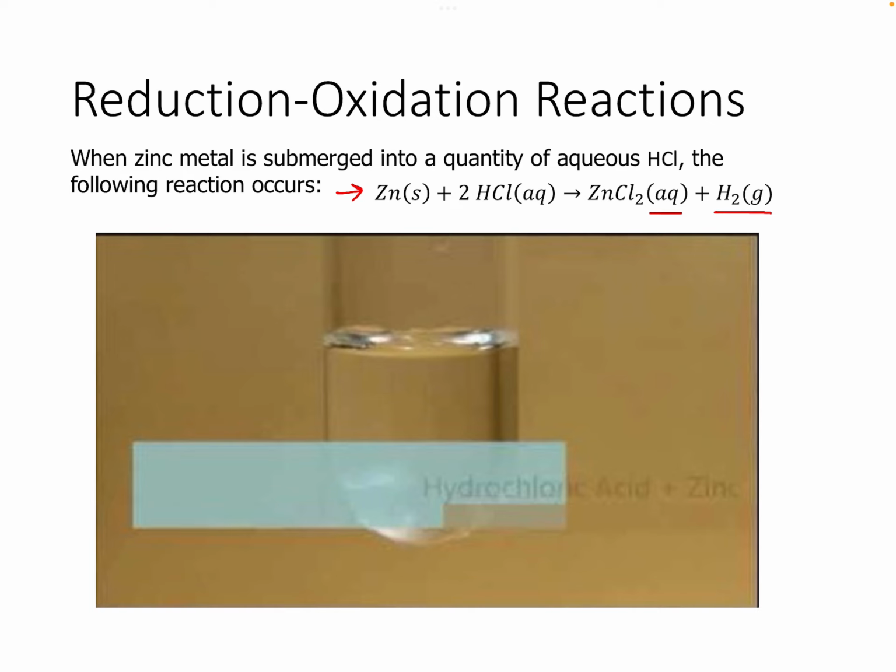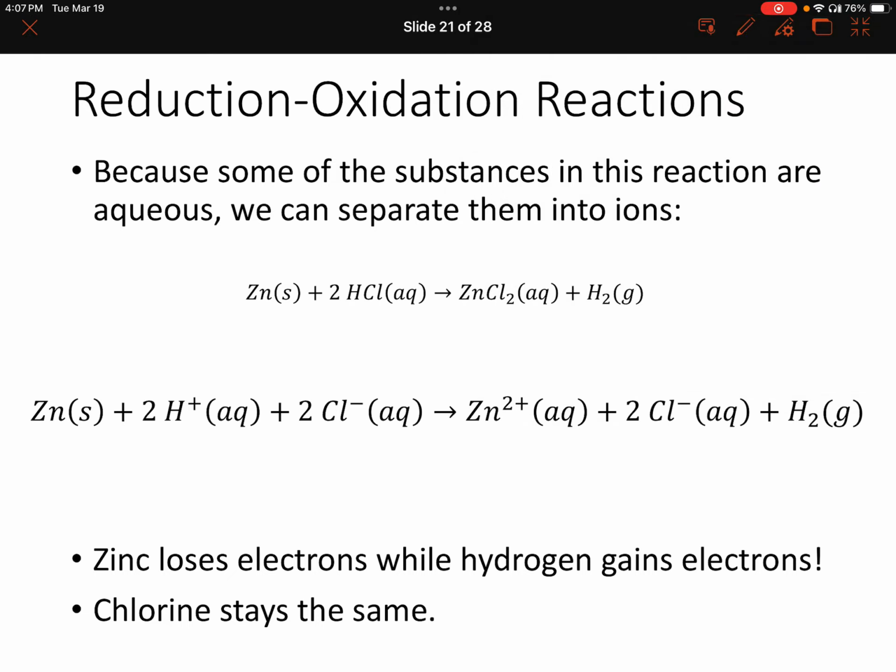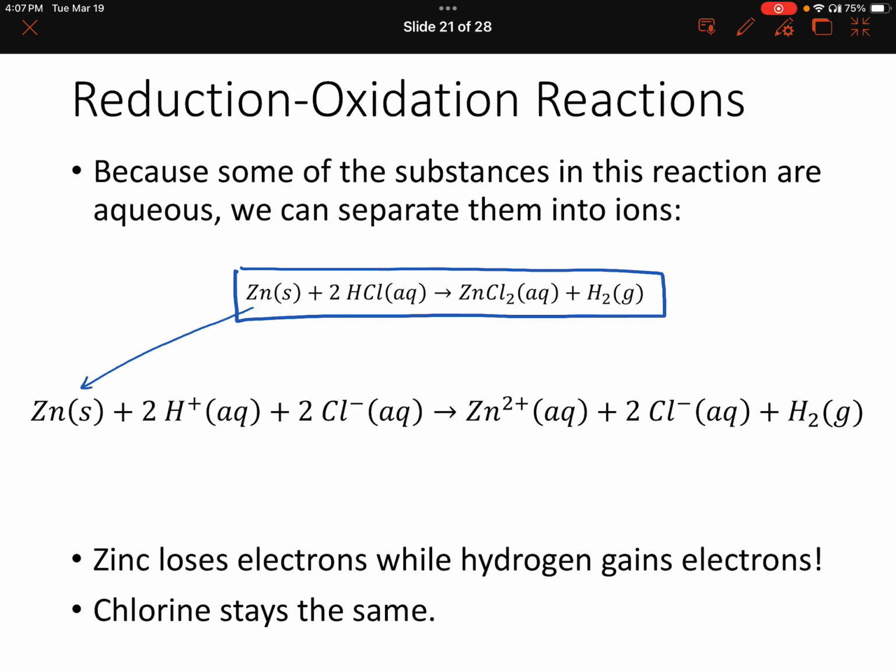Okay, so let's talk about what makes a reduction-oxidation reaction work. In reduction-oxidation reactions, we're seeing an exchange of electrons. We just saw our reaction on the previous slide. Because HCl and zinc chloride are aqueous, we can separate those into their dissolved ions. Zinc initially is just a pure solid, so we'll leave that as is. HCl is going to break apart in solution. This is what acids typically do. Acids like to give up hydrogen ions. So we'll end up with 2H plus and 2Cl minus, or chloride ions.